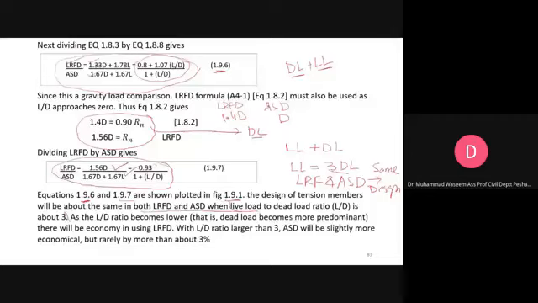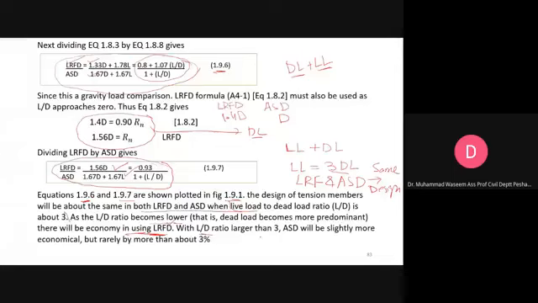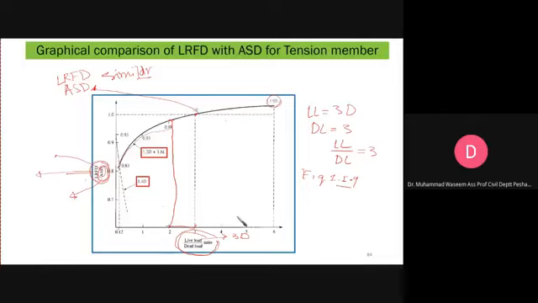As the live load to dead load ratio becomes low, that is, as dead load becomes more prominent, there will be economy using LRFD. It is saying that if this ratio is less than 3, the member you design with LRFD will be economical as compared to designing with ASD. If this ratio is equal to 1, LRFD and ASD will give you similar economy. With a live to dead load ratio larger than 3, ASD will give you slightly more economy than LRFD, but this is not much, about 3%. This is demonstrated here. So in this range, ASD will be economical.